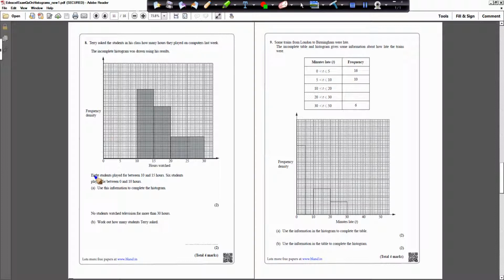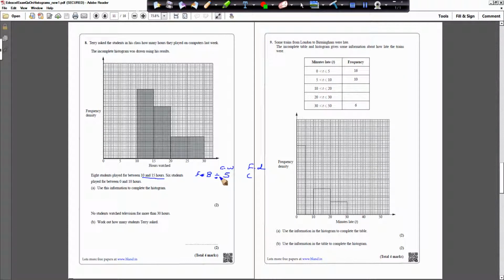Okay, so it says that 8 students played from 10 to 15. So that 8 students is called the what? Frequency. Yeah, that's it. And 10 to 15, what is the class width for that one? The class width is 5. And if you want to work out the frequency density, what do we do with those two values? Frequency density equals frequency divided by class width. So it's going to be 8 divided by 5. So the answer will be here, what will it be? 1.6. Okay.